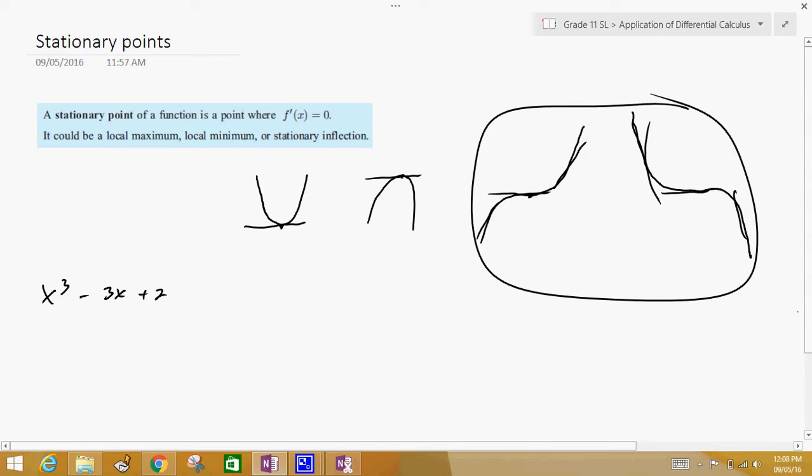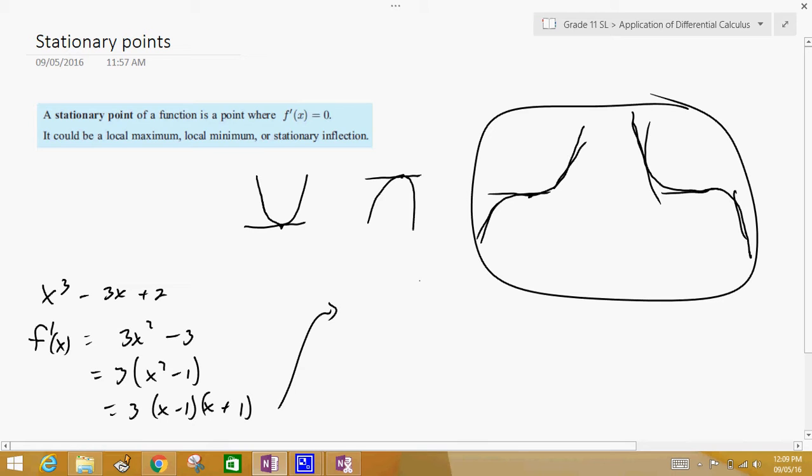So here's an example. If x cubed minus 3x plus 2 is your function f of x, and you found the derivative of that, f prime of x, that's equal to 3x squared minus 3, which is equal to 3 times (x squared minus 1), which is equal to 3 times (x minus 1)(x plus 1). So we can see from this that the slope is equal to 0 when x is equal to 1 or negative 1. So let's just create a line chart.